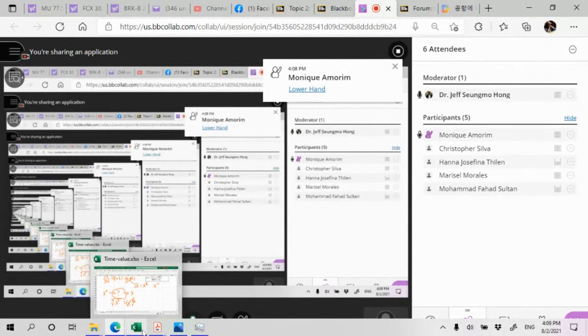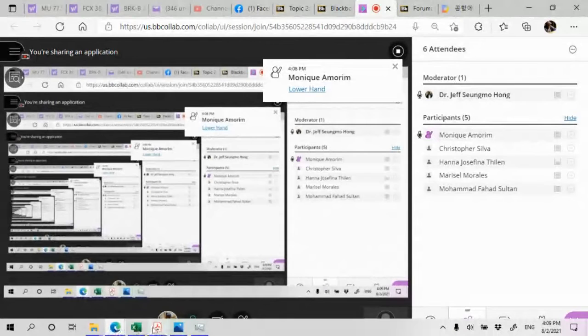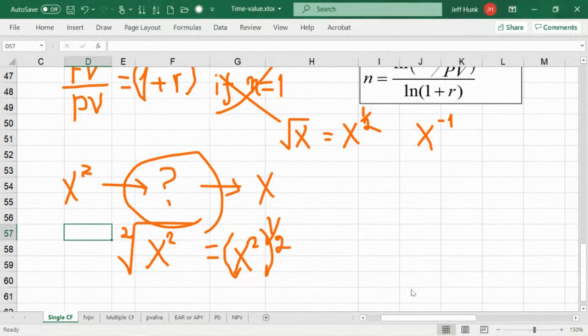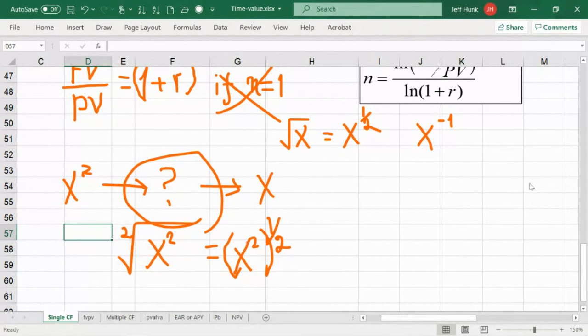Monique, so what is x raised to -1? Is it x divided by 1? X divided by 1. If you divide x by 1, it's just x. Right. Think about what you're saying. X divided by 1, that's x. Right. So that's not it. I mean, what is it then?